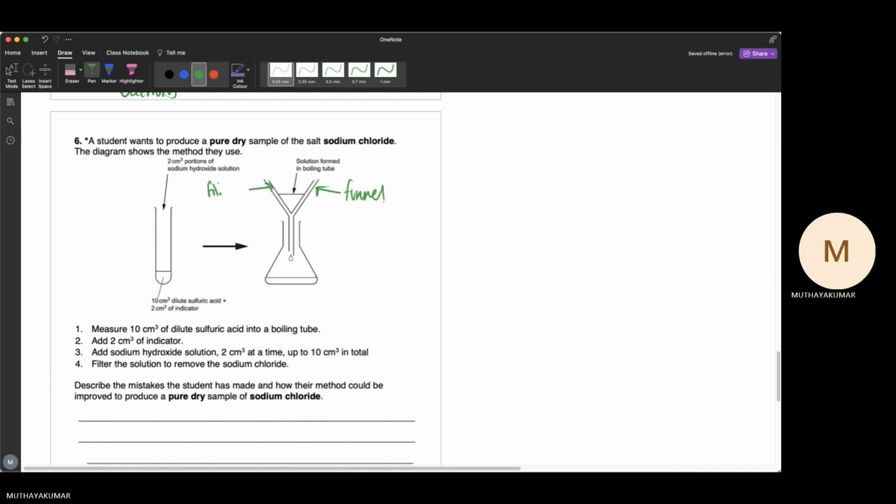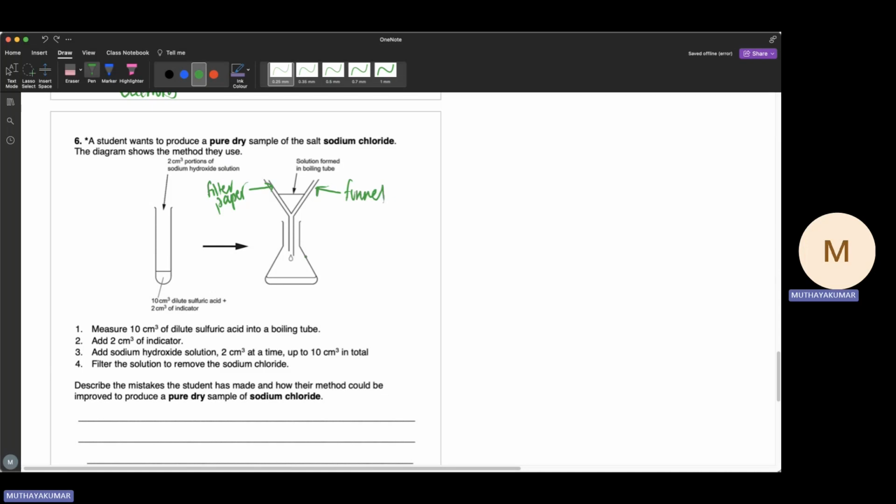filter paper, and we have the solution that was in the boiling tube now being poured into the funnel through the filter paper, and some solution is being collected at the bottom. Through the funnel, through the filter paper, and something is being collected in our conical flask.